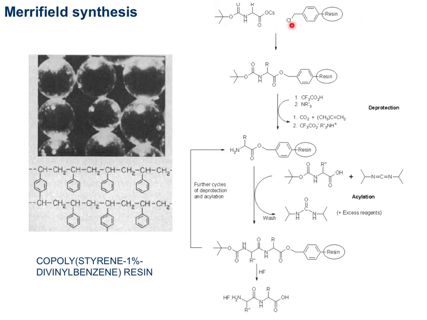Here you have your resin, your amino acid. You couple the amino acid onto the resin, and then you start deprotecting, adding another amino acid by activating the amine, and then coupling to generate the polypeptide still attached to the resin. HF is used to deprotect and cleave off the resin.